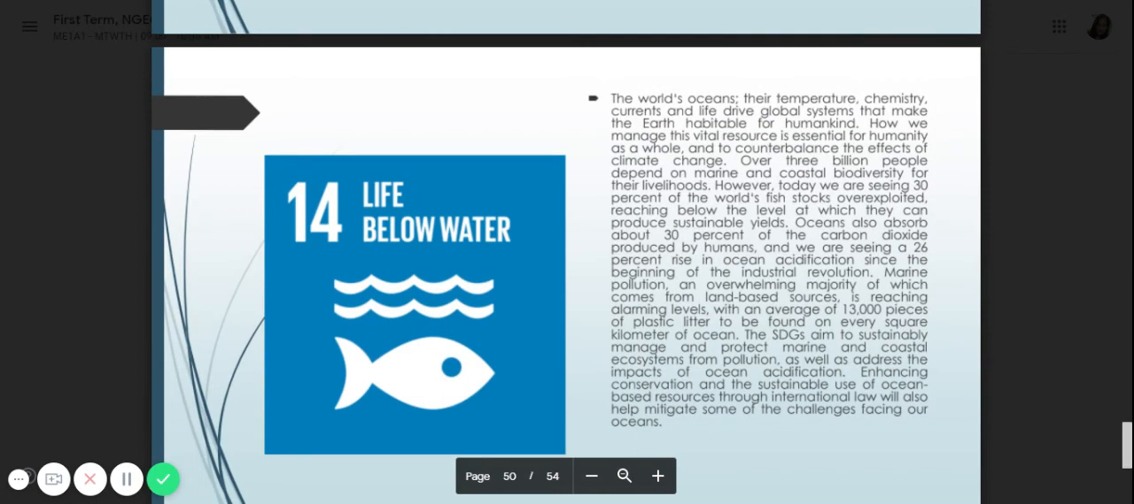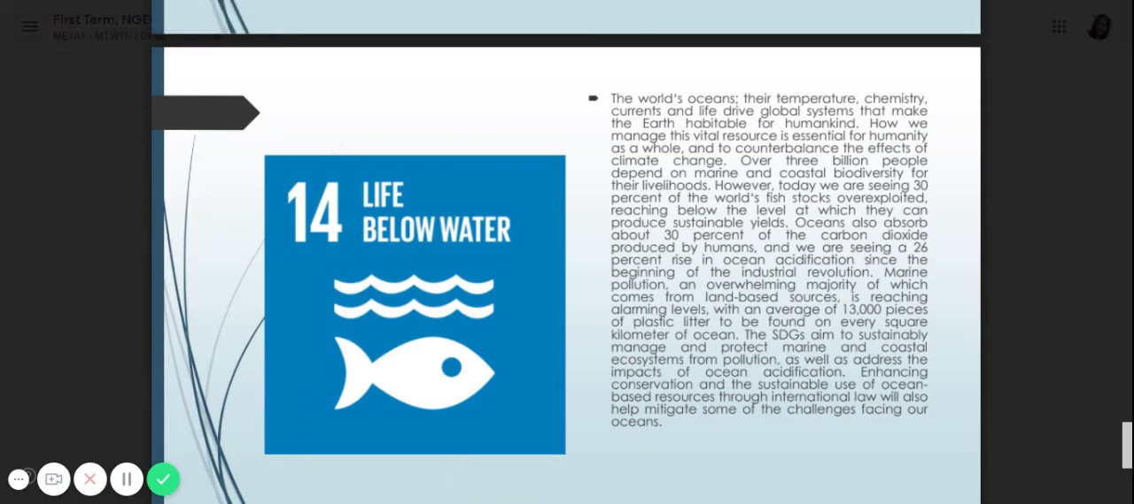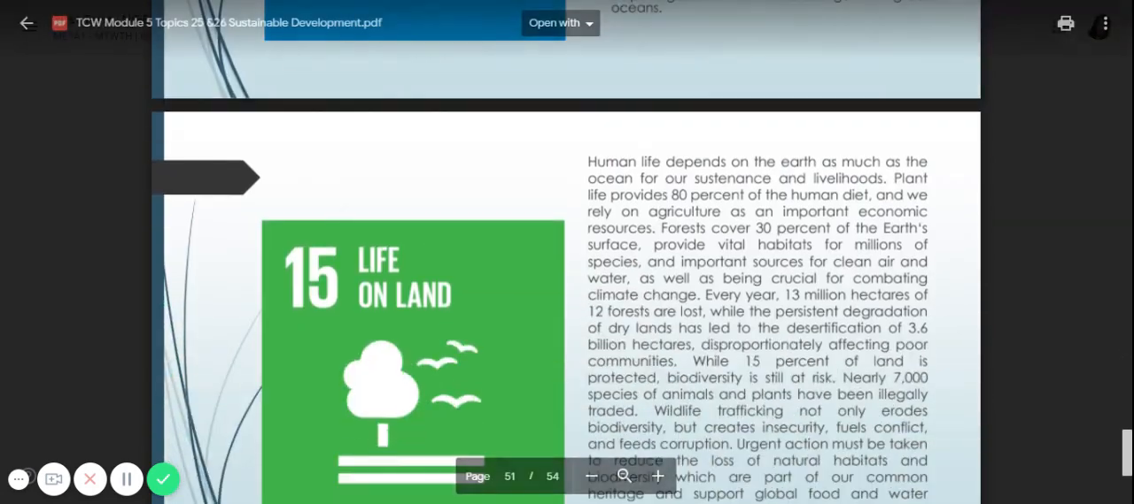Number 14, life below water. That means the marine life. The world's oceans, their temperature, chemistry, currents, and life drive global systems that make the Earth habitable for humankind. How we manage these vital resources is essential for humanity as a whole and to counterbalance the effects of climate change. That is also needed, no? It's not only us living here on Earth, but also the marine life. So we also need to reach out for life below water.